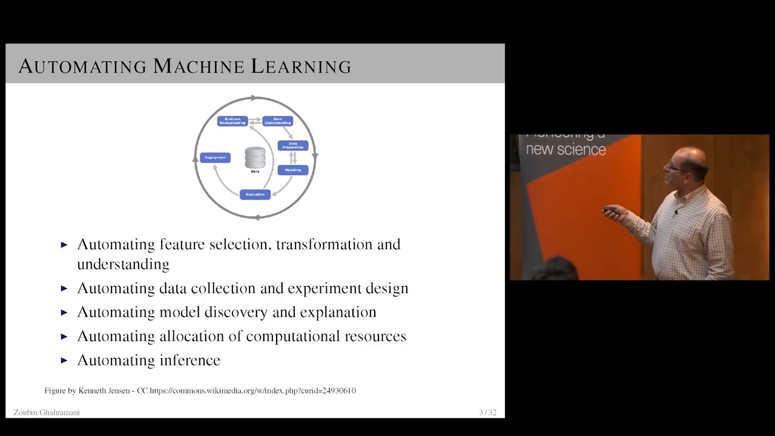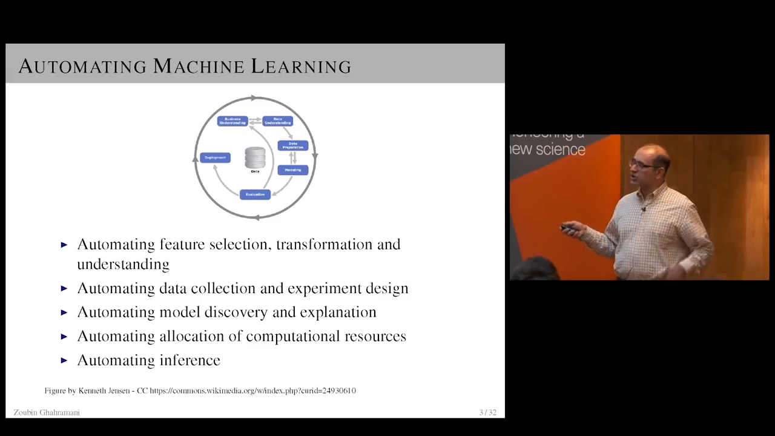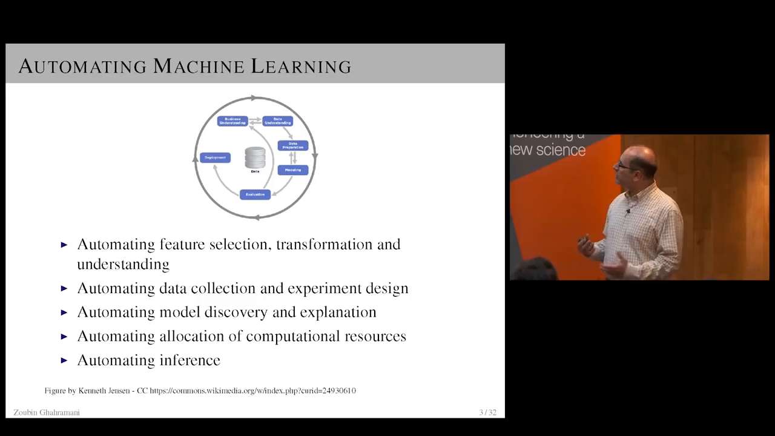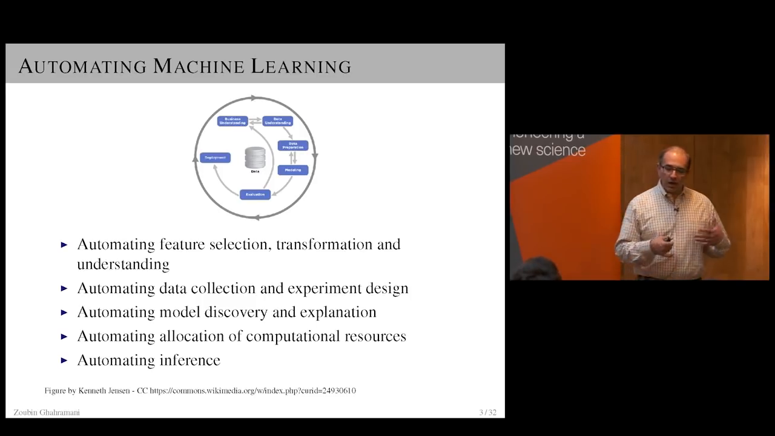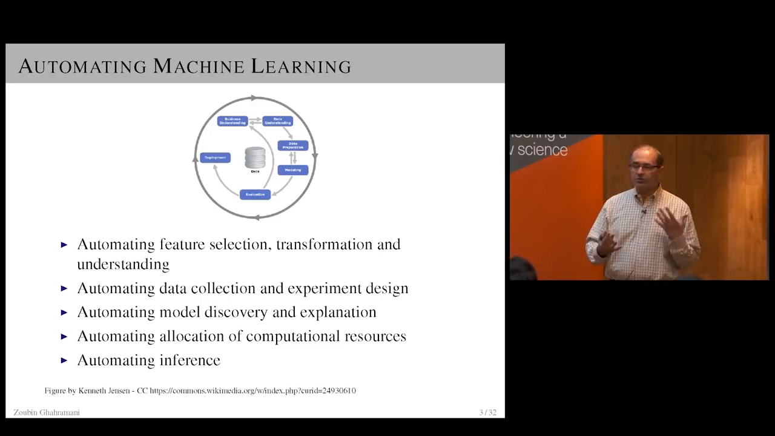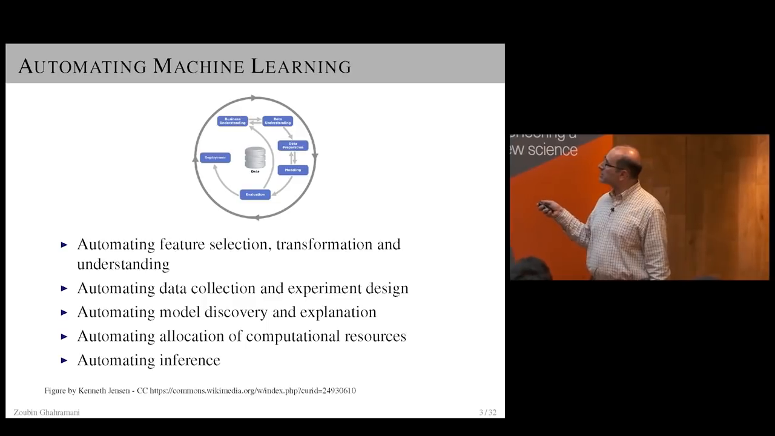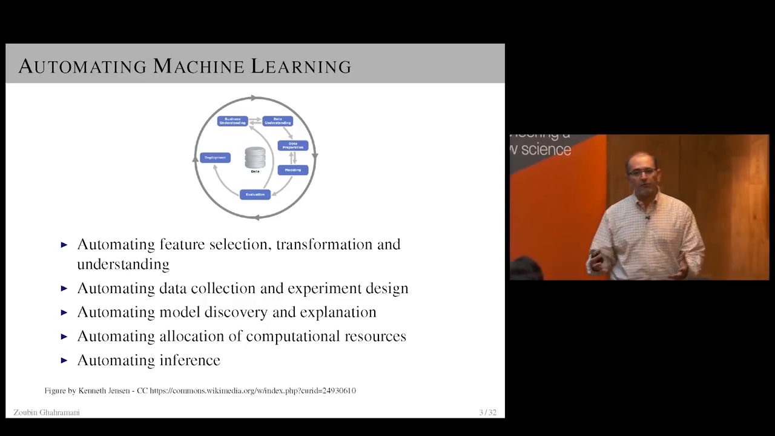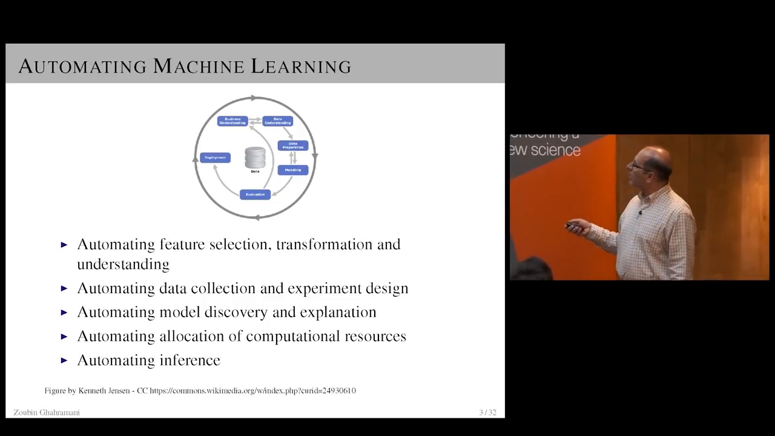So things like automating feature selection, transformation, understanding. I put the word automating in front of all of them. Most of these things are done manually these days. But the process of dealing with the raw data and turning it into a usable form, the actual data collection process and experiment design, where did the data come from? How do we collect more data?